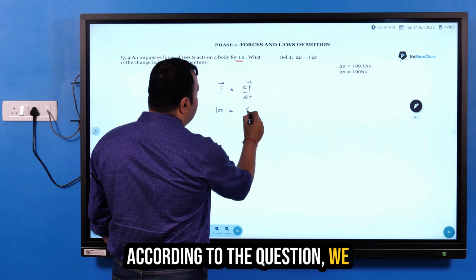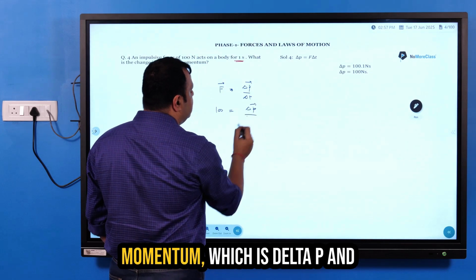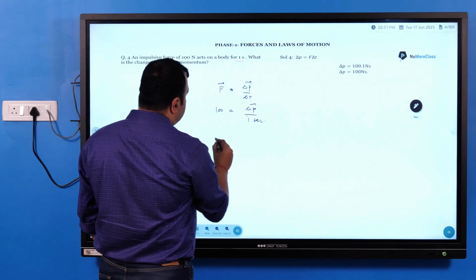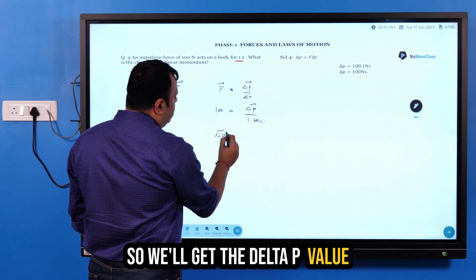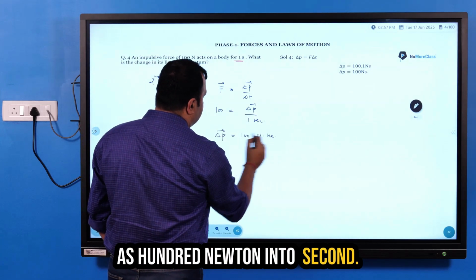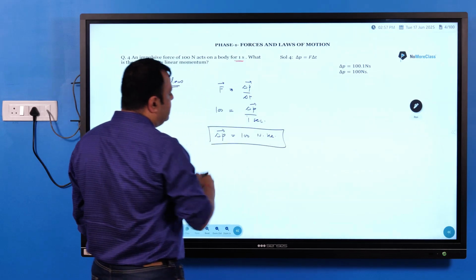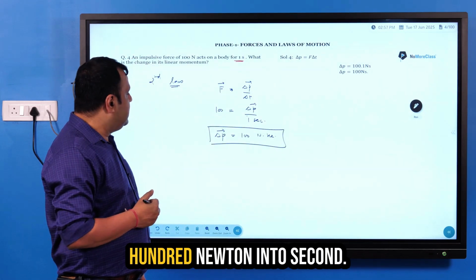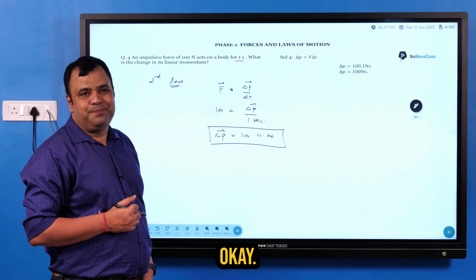According to the question, we have to calculate the change in momentum, which is delta P, and the time taken is 1 second. So we'll get the delta P value as 100 Newton into second. So change in momentum in this case is coming out to be 100 Newton into second. Okay. Thank you.